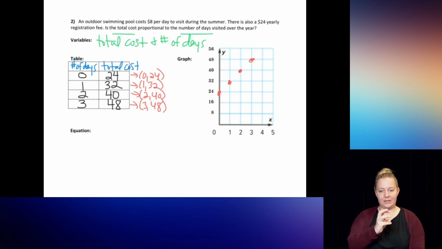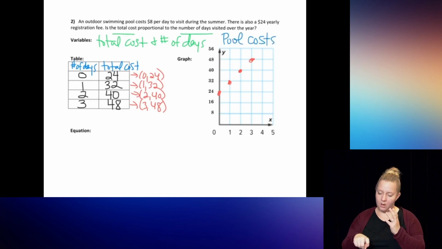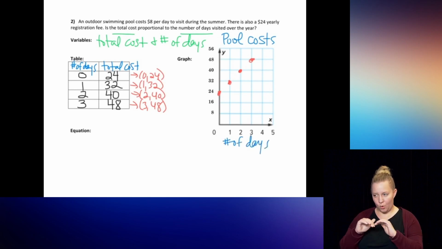All right, my graph might look good to you, but remember, it is not complete until you have everything labeled. So this is going to be pool costs, I'm going to call it as a title. You make some sort of title up to describe overall what's happening. The x-axis is what came first, so this was the number of days or number of visits to the pool. And the y-axis is what we're calculating based on that. That means this is my dependent variable because it depends on what I did first. And that is going to be total cost right there.